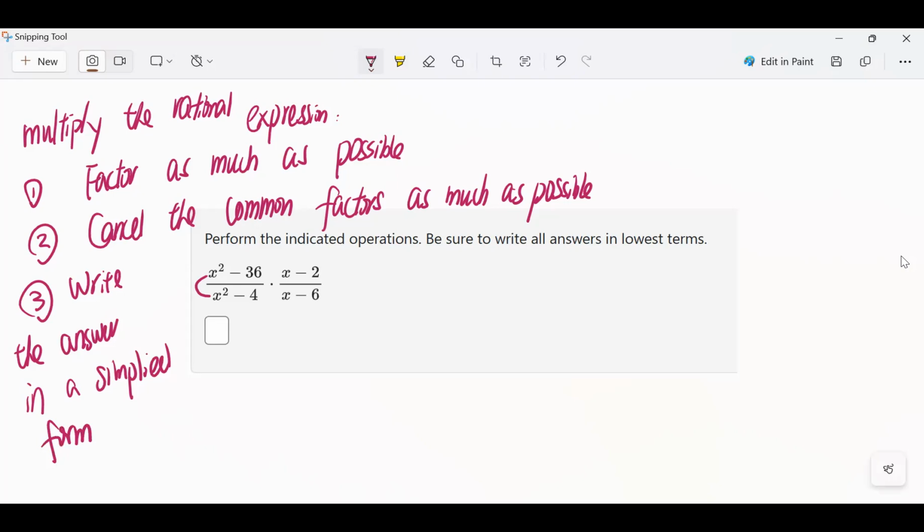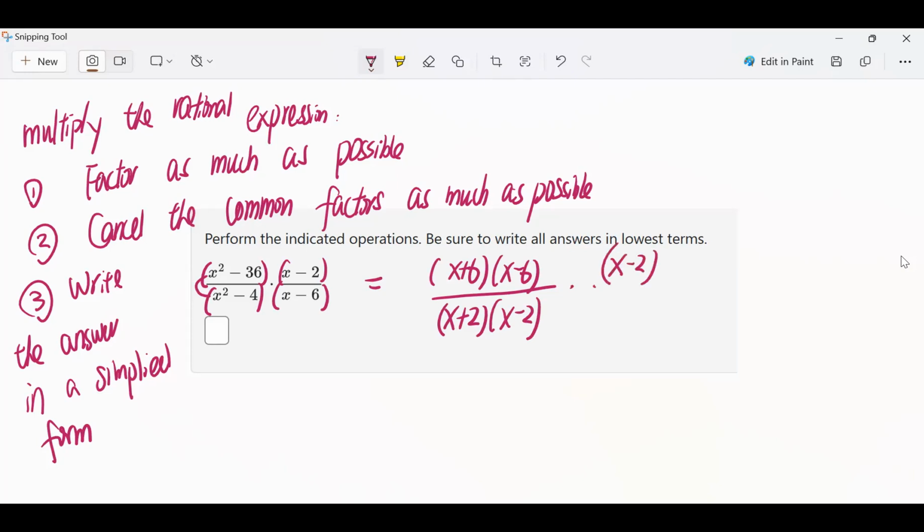So right here, we factor the top. We can put everything in parentheses, which I feel is easier to follow. There's a difference of two squares, x squared minus 6 squared, so it's x plus 6 and x minus 6 on top. On the denominator, x plus 2 and x minus 2. And on the other side, it's x minus 2 and then x minus 6.